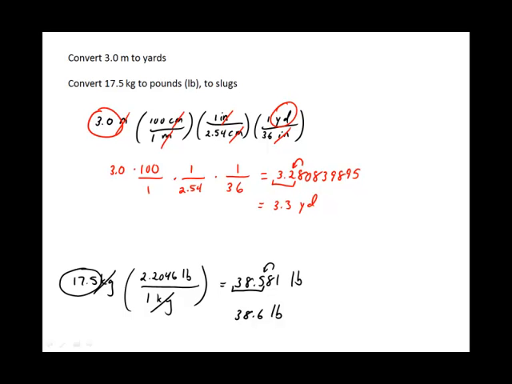Now if I want to convert that to slugs, I'm going to use that 38.58, but I'll multiply, and I know that 1 pound is the same as 0.031081 slugs. And so I get 1.199 slugs, but I've got still 3 digits of accuracy, so there's my 3 digits, but the 9 says round that off, and that's going to be 1.20 slugs.